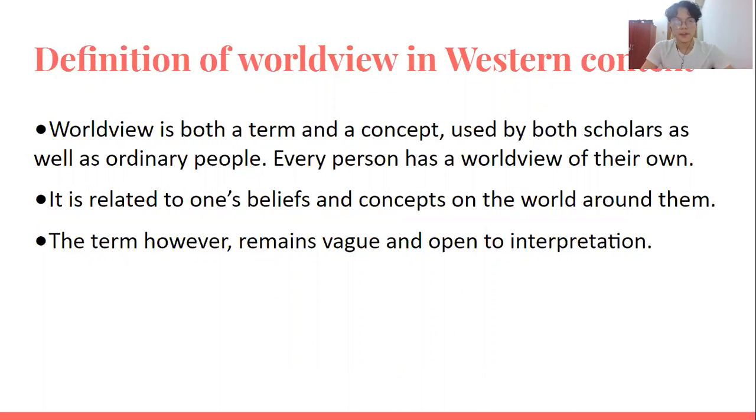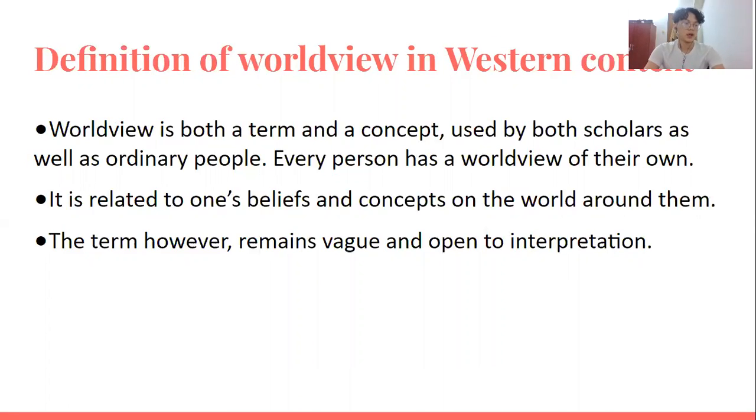Now, the chapter first goes into a general definition of worldview in a Western context. The chapter says that worldview is both a term as well as a concept, and it is used by both scholars as well as ordinary people. This means that every person has their own unique worldview, whether or not they're aware of it. The chapter says that worldview is related to one's beliefs and concepts on the world around them. And the chapter also says that the term remains vague and open to interpretation.